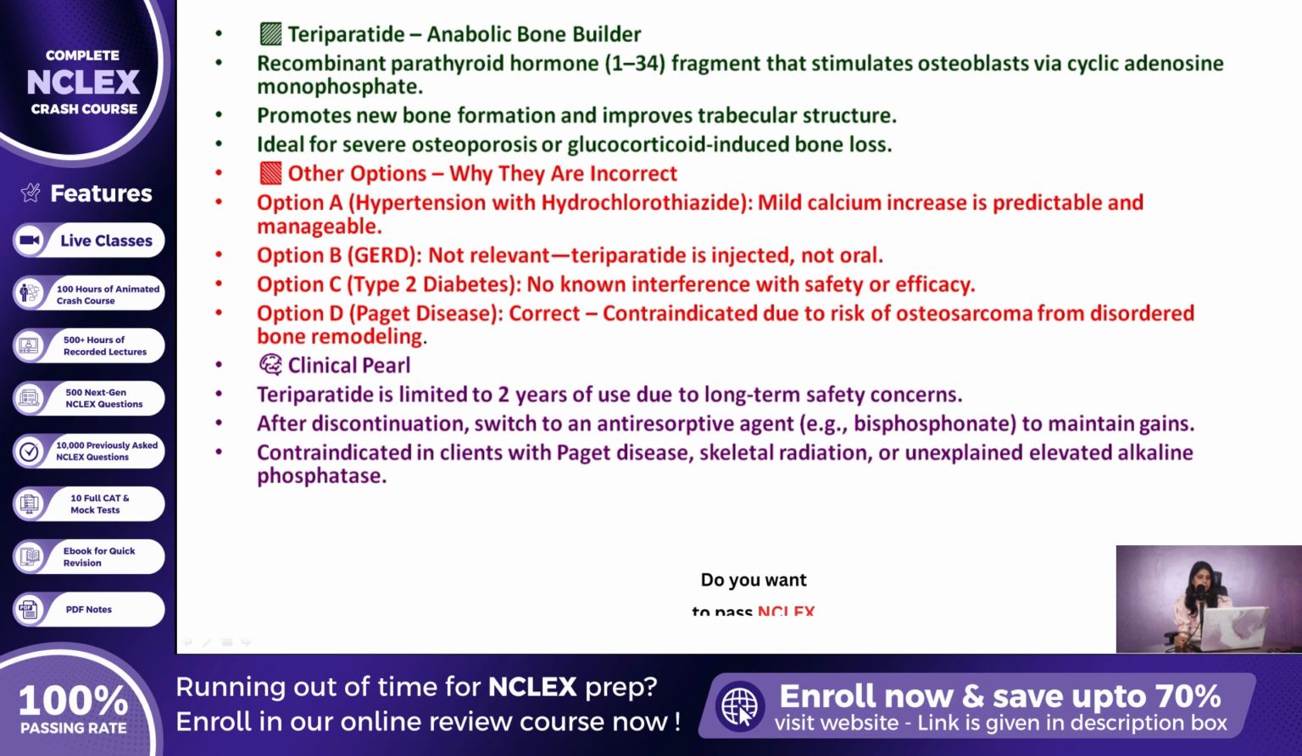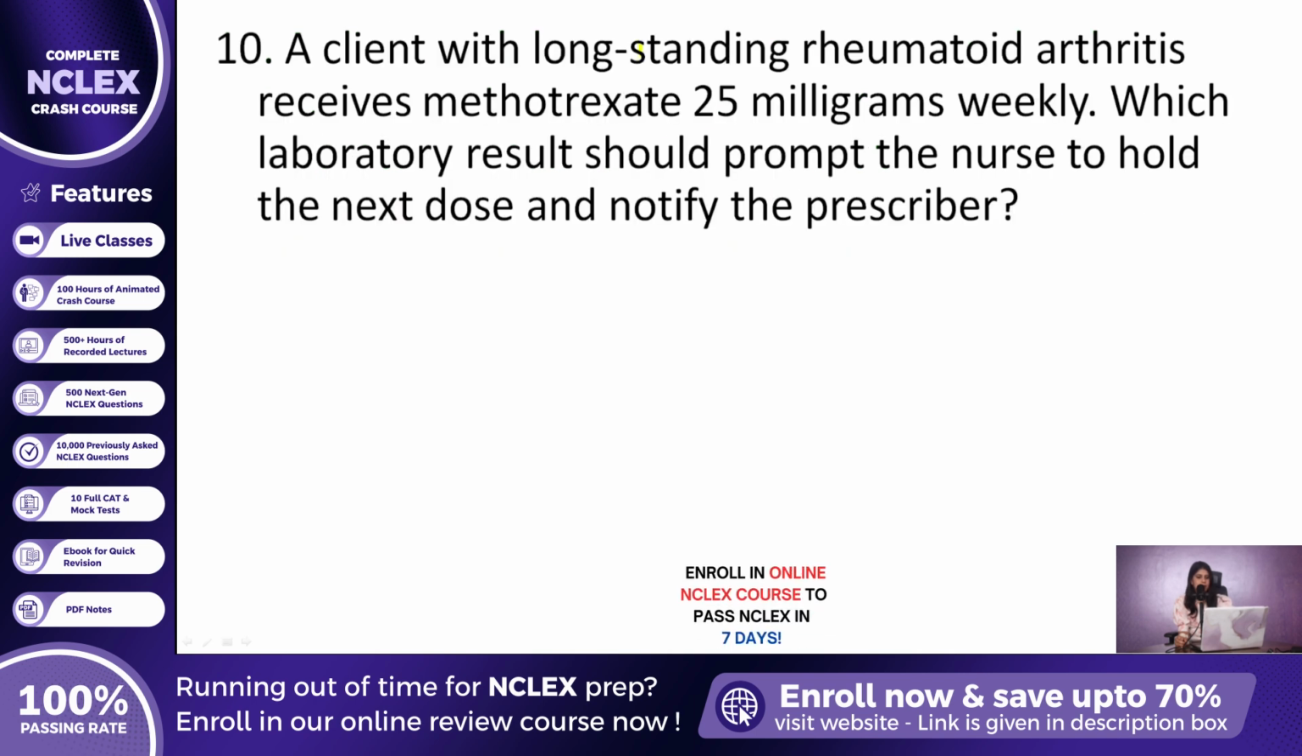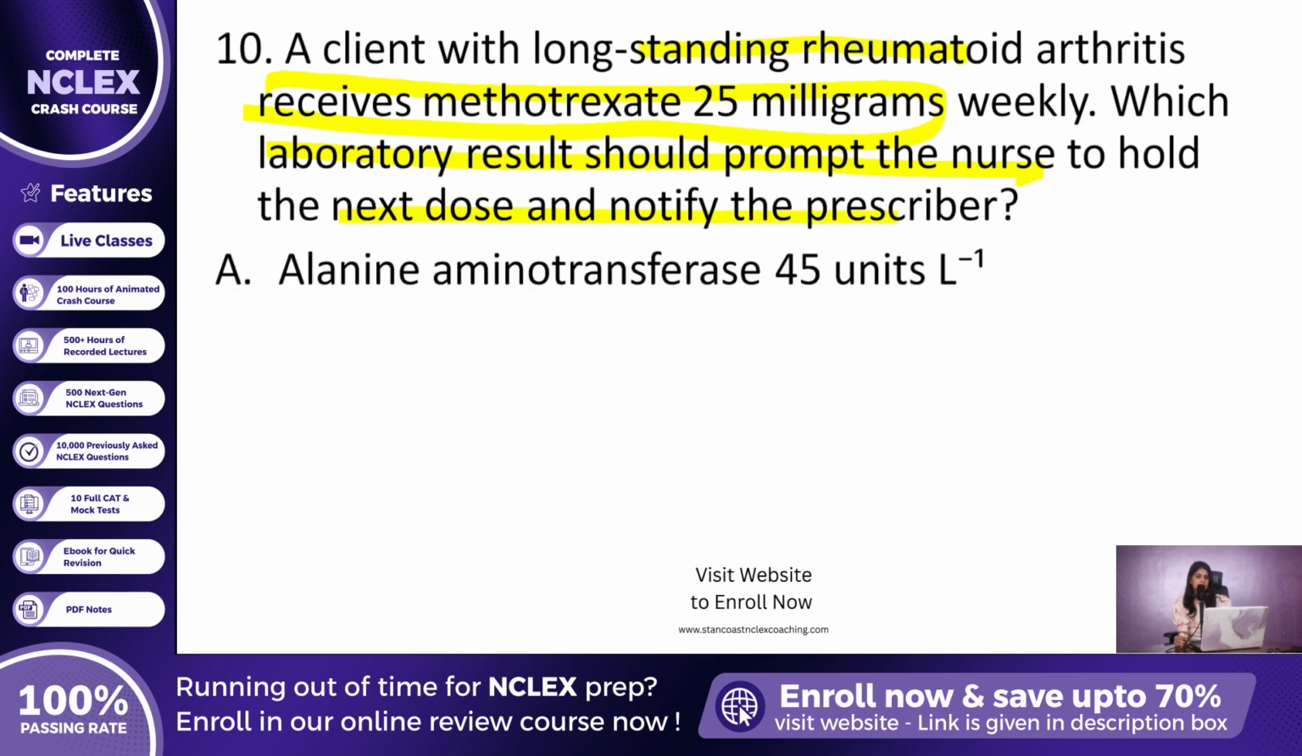Launching into our next critical lab review, here is question 10. A client with long-standing rheumatoid arthritis receives methotrexate 25 mg weekly. Which laboratory result should prompt the nurse to hold the next dose and notify the prescriber? Consider your choices carefully. Option A, alanine aminotransferase 45 units per liter.